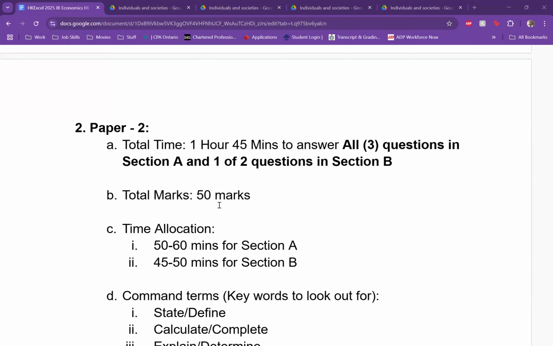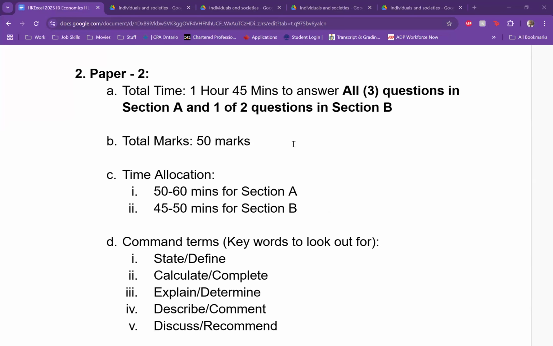Next, we have paper two. So paper two is an hour and 45 minutes long. And here as well, you have section A and section B. But for this case, you want to answer all three questions in section A, but only one of two questions in section B. The paper is worth 50 marks. And in terms of time allocation, you want to spend about 50 to 60 minutes in section A since there are three questions, and then 45 to 50 minutes in section B.